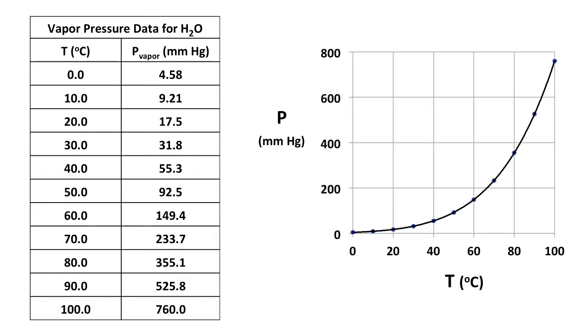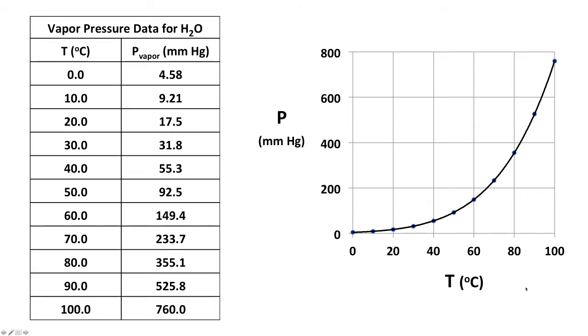And if we graph that, we get a graph that looks like this. This is the shape that we saw before. It's exponential looking, and this is the very specific data for water, its vapor pressure as a function of temperature.